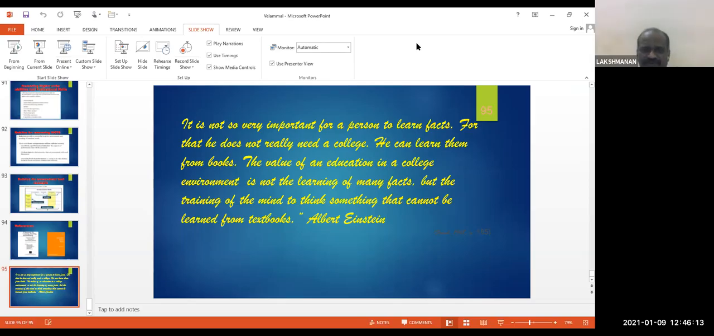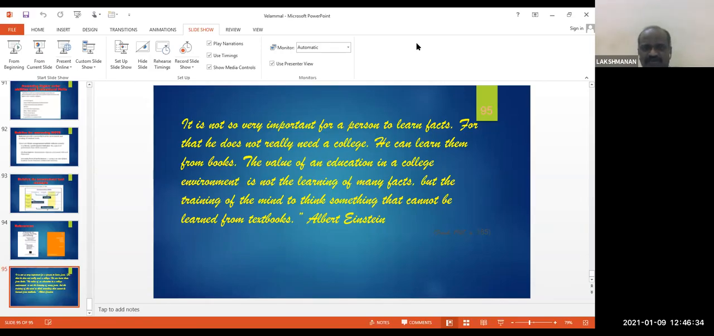So, each institution will have their own vision, mission and POs, right? Your department will have its own program educational objectives and POs, which cannot be met by the syllabus set by the university, right? Each college will have their own vision, mission and POs, correct?